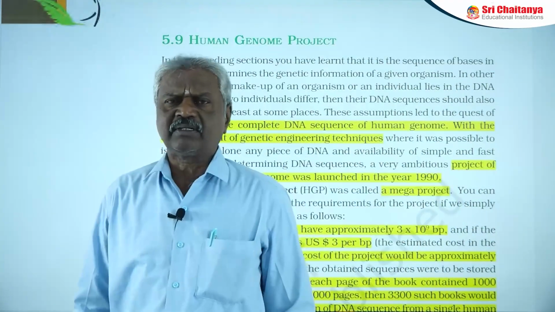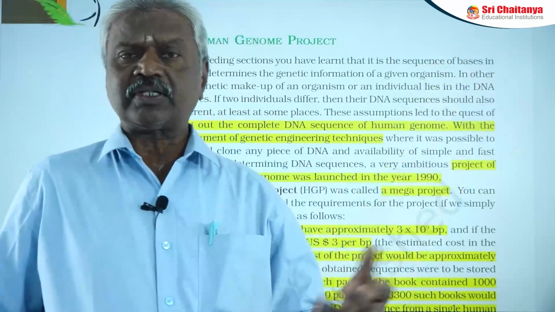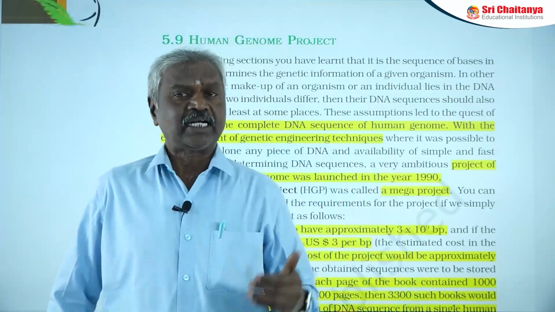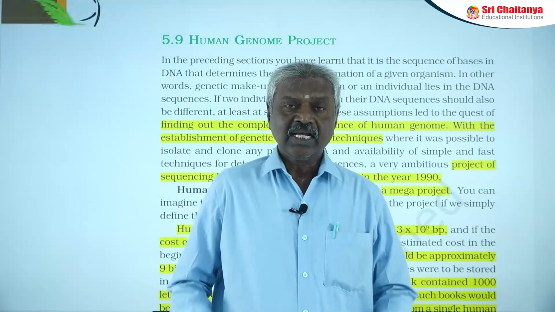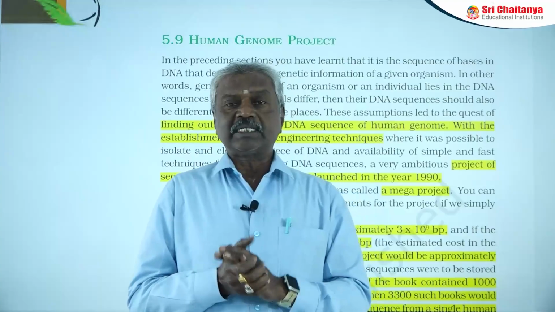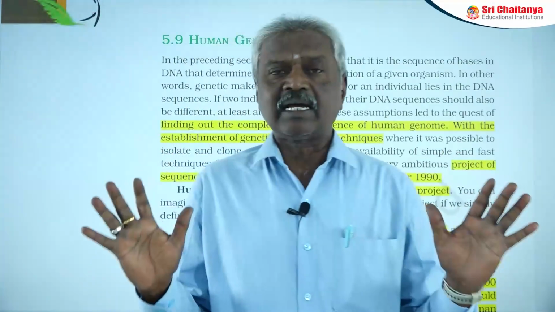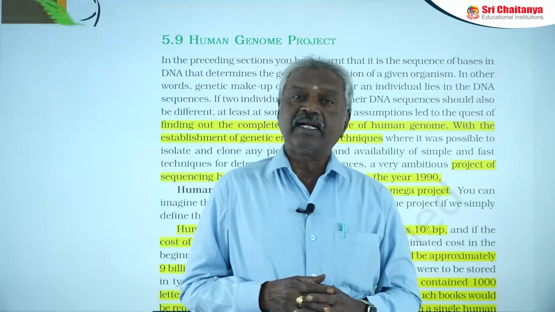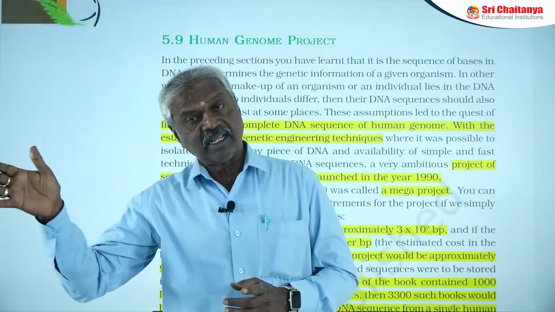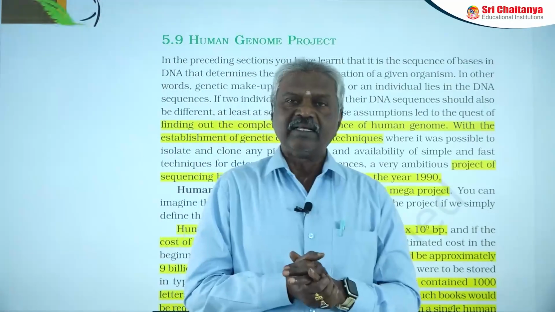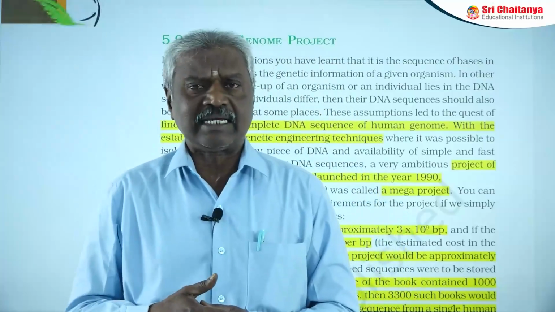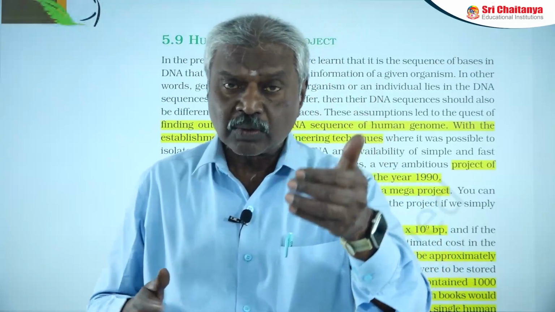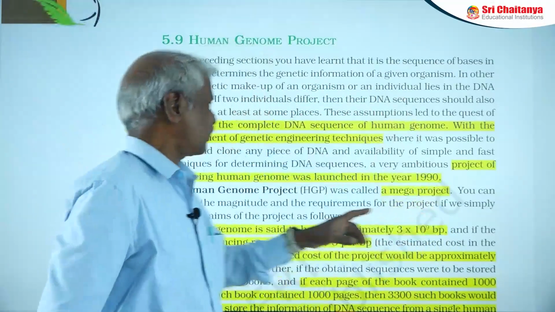This year is important always. When was the project started? 1990. When was it completed? 2003. Total duration of the project, 13 years. This data should be remembered always. It was launched in 1990, completed in 2003, a total of 13 years. Of course, in 2006 the first chromosome was sequenced. That data you have to see here.